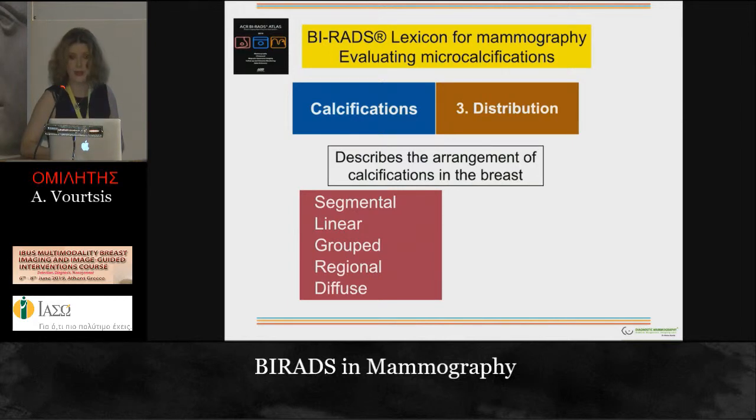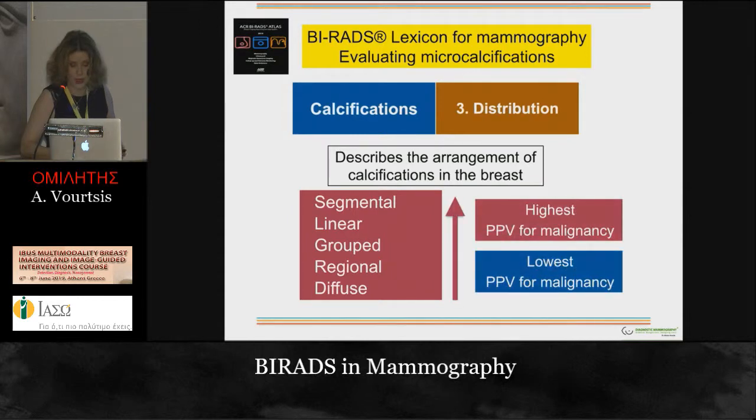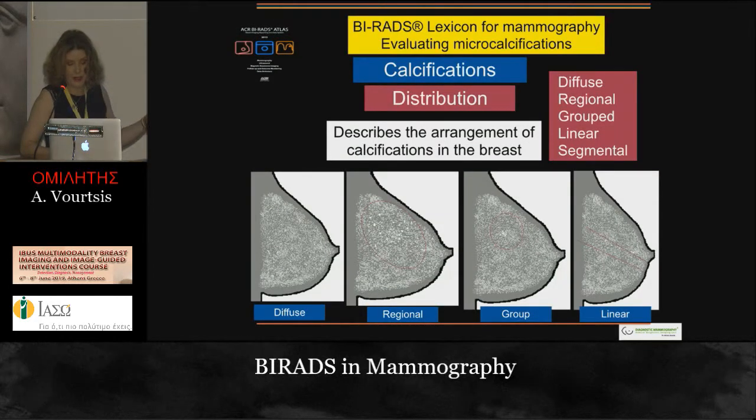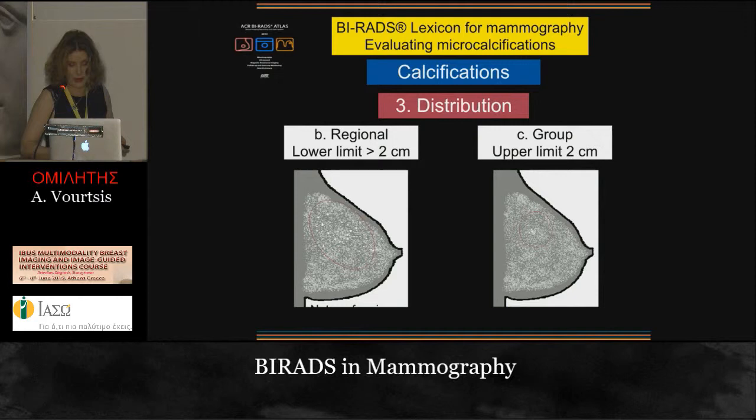The distribution is another important criterion that you should always evaluate whenever you detect calcifications. It describes the arrangement of calcifications in the breast, and it is divided into segmental, linear, grouped, regional, or diffuse. Diffuse or scattered calcifications are typically benign, and you can see here that the positive predictive value for malignancy increases from regional to group to linear to segmental. So segmental has the highest positive predictive value. Here you can see the arrangement of calcifications in the breast: the diffuse, the regional, the group, and the linear.